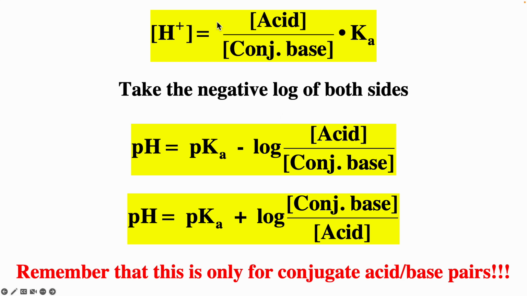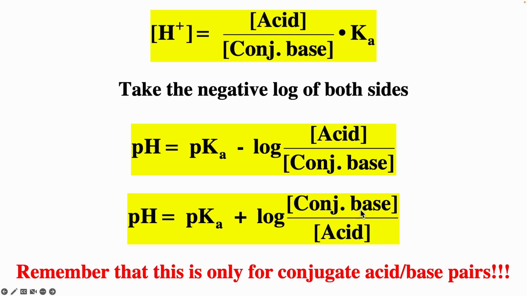Now we can play with this equation a little bit. If we take the negative log of both sides, that would give us negative log of hydrogen concentration is pH, negative log of Ka is pKa, and then we have minus log of the acid over base. Now if we want to change that negative sign to a positive sign, all we have to do is flip that fraction. And so that gives us the Henderson-Hasselbalch equation that says the pH is equal to pKa plus the log of the concentration of the base over the concentration of acid.